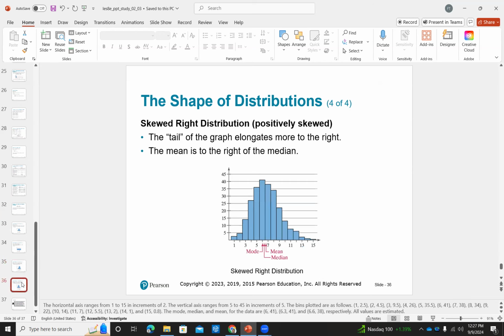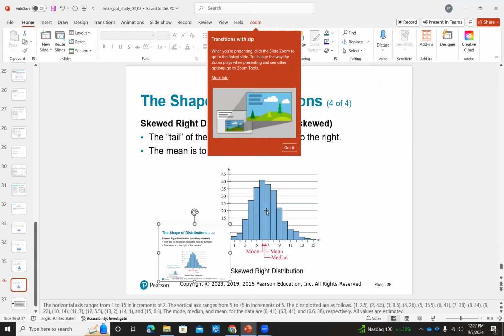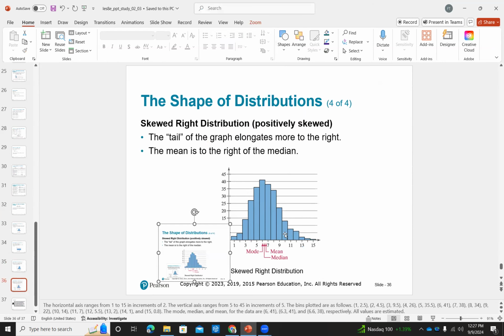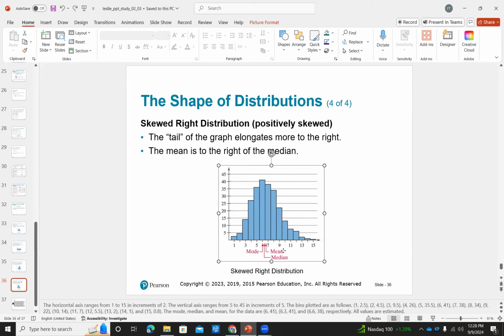For the right skewed distribution, when we look at here, I'm going to unzoom. This is called positively skewed distribution. The tail of the graph is on the right. If you look at this, we are covering more area on the right than on the left. This time, the mean is to the right of the median and mode shows up first. So here we have mode, median, mean. So mean is at the end and median is in the middle.